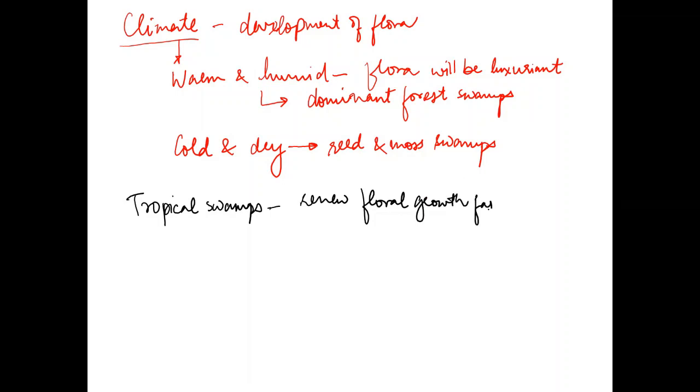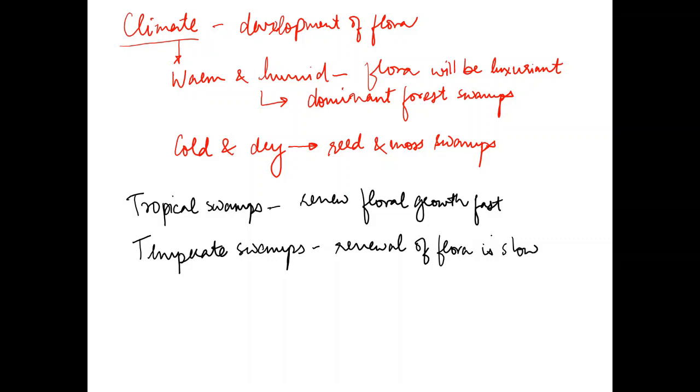While if you have a temperate swamp, meaning cold and dry, the renewal of flora is slow. So within the time when the trees of tropical swamps may grow up to the height of 30 or 40 meters, the temperate swamp may grow only up to 5 meters. So you can understand how important climate is for the flora to develop.